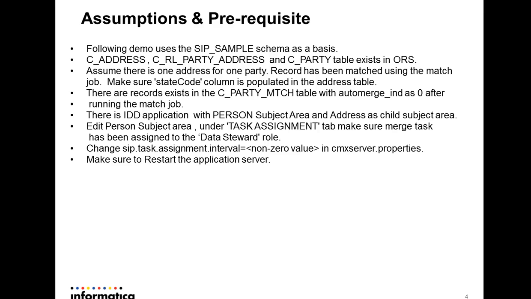By default these assumptions will be met under the SIP sample schema, but you can cross verify, and in case they are not, you can create them manually. The C_PARTY_ADDRESS table, C_PARTY, and C_LL party address table should exist in the ORS, and there should be a relationship between party and address which will be kept under the RL table. We assume in this example that one party is associated with only one address.